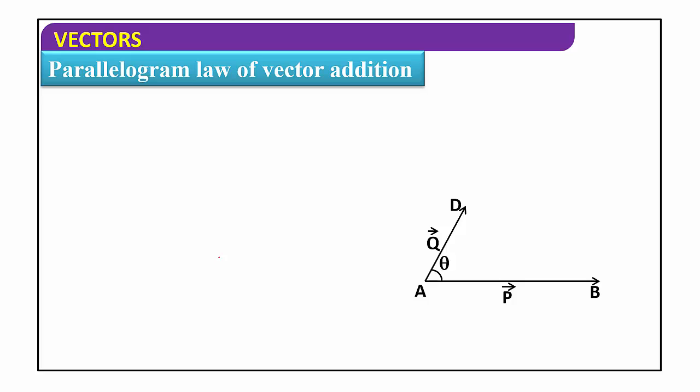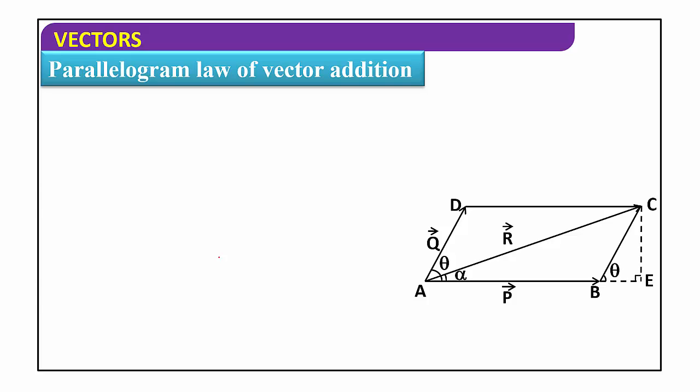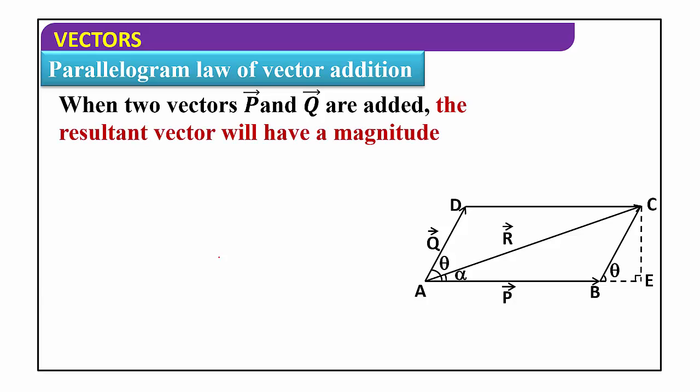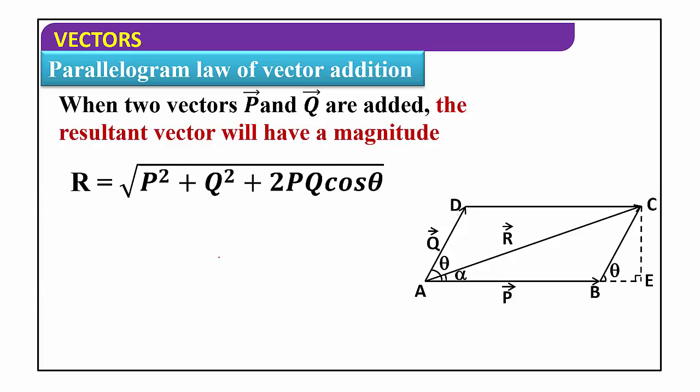Now here you can observe vector P and vector Q. Vector R is the resultant vector. We used alpha, that is angle between vector P and vector R. We constructed a line CE which is perpendicular to AB. When two vectors P and Q are added, then the resultant vector will have a magnitude, that is R equal to square root of P square plus Q square plus 2PQ cos theta.